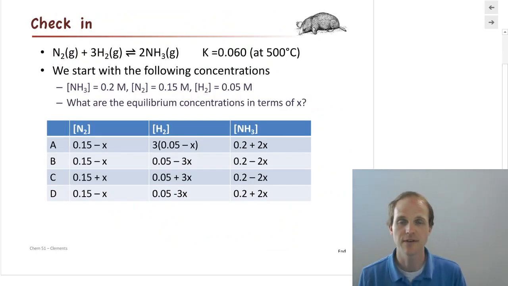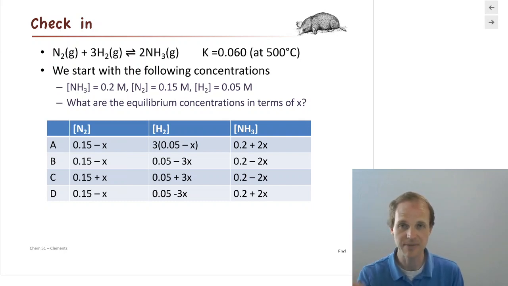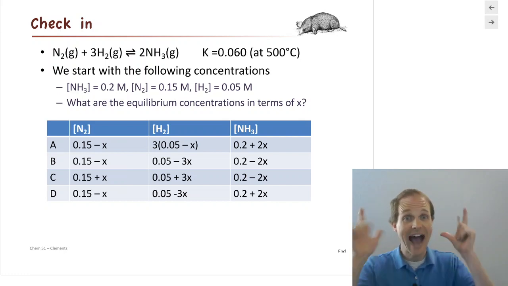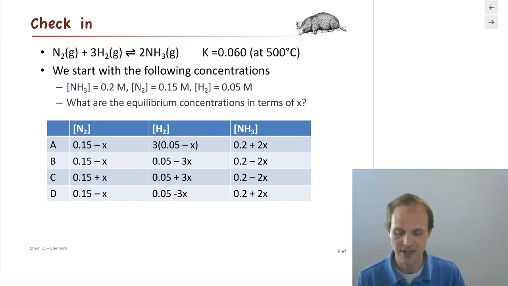Here's just a quick one for you to try, just checking in on the stoichiometry of these ICE tables with you. I've got this reaction here with a K. I start off with these following concentrations. Those are my initial values. And I want to know what my equilibrium concentrations are in terms of x. So you're going to pick line A, B, C, or D as what you get on that E line in your ICE table. That's what you're going for. You ready? Okay. Let's see what you got.